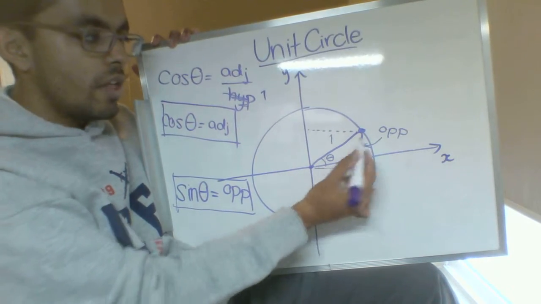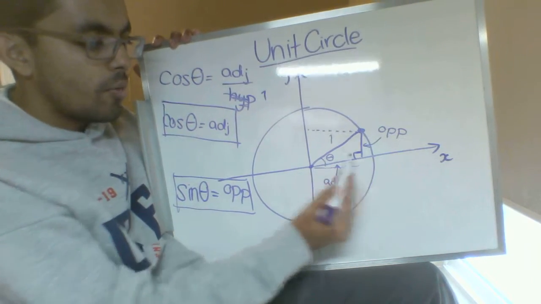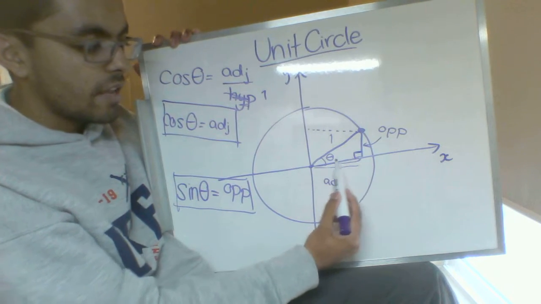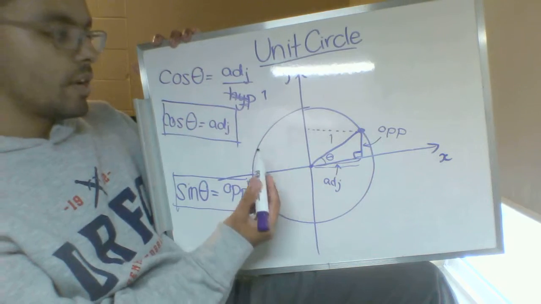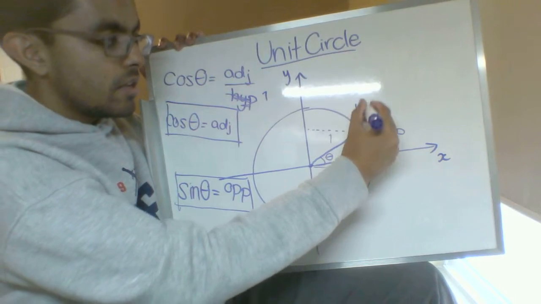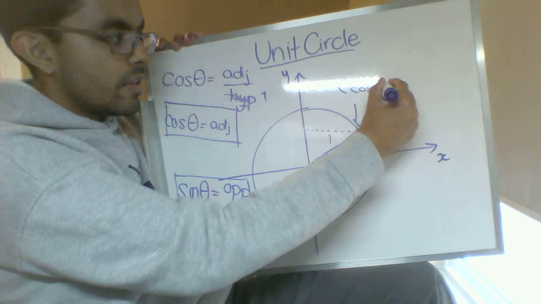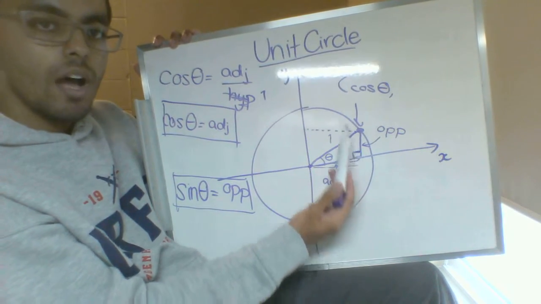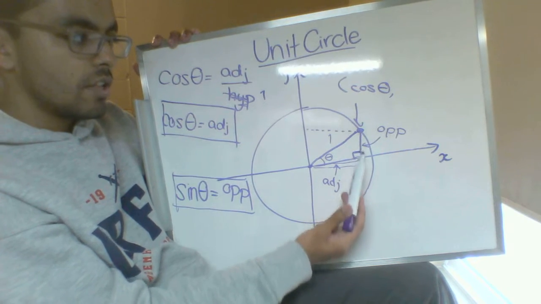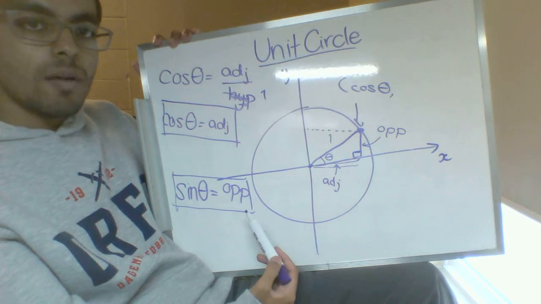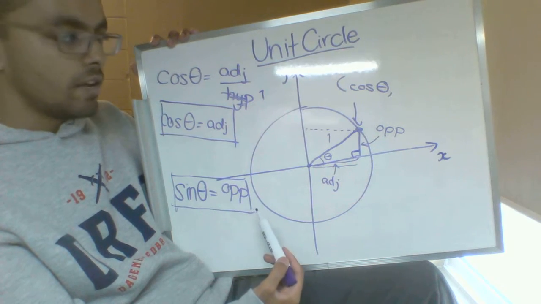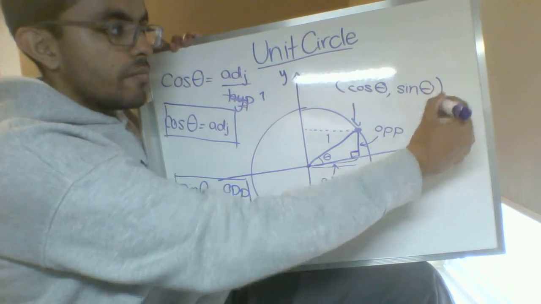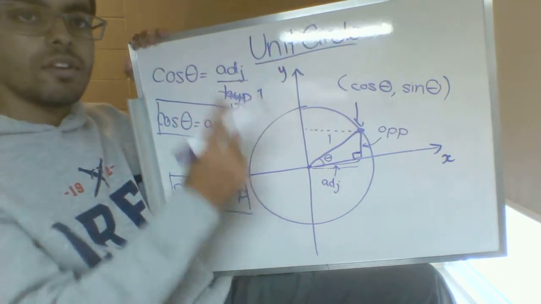All right, but if you look, this point's x-coordinate is whatever this length right here is, and this length is the length of the adjacent side. So I could just write that as cosine theta, and then its y-coordinate, the distance it's moved up off the x-axis, is the length of the opposite side, which is just sine theta. So I can write cosine theta, sine theta.